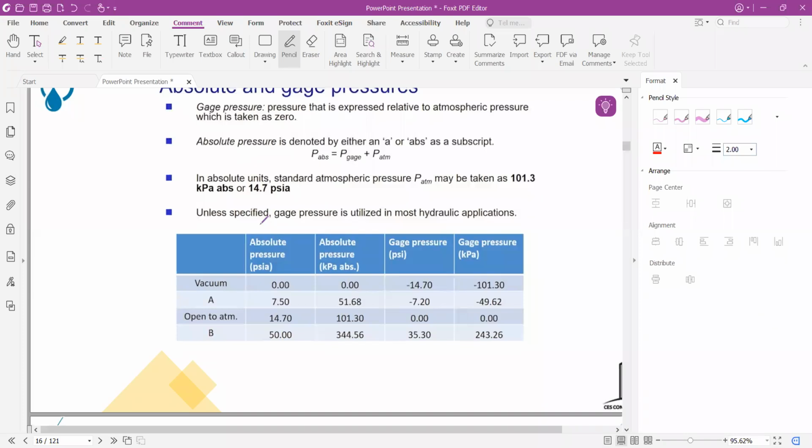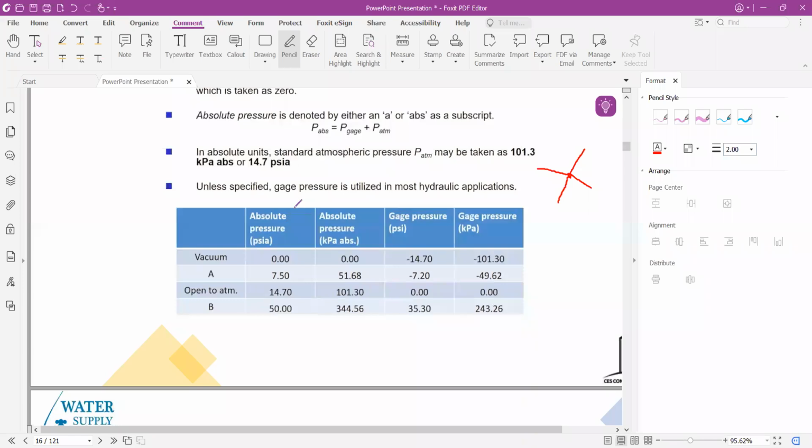So the gauge pressure is usually what we measure at the junctions of a pipe. Mostly in a water supply system, we deal with pipes and junctions. So the pressure measured at the junction is basically the gauge pressure.